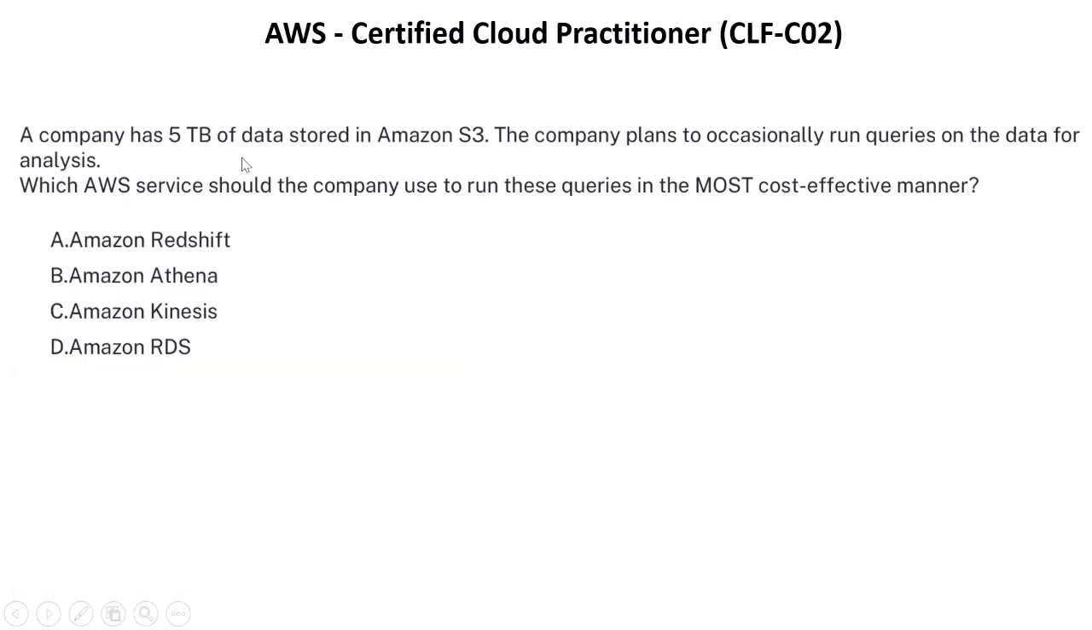A company has 5 TB of data stored in Amazon S3. The company plans to occasionally run queries on the data for analysis. Which AWS service should the company use to run these queries in the most cost-effective manner? Option A, Amazon Redshift, option B, Amazon Athena, option C, Amazon Kinesis, option D, Amazon RDS.